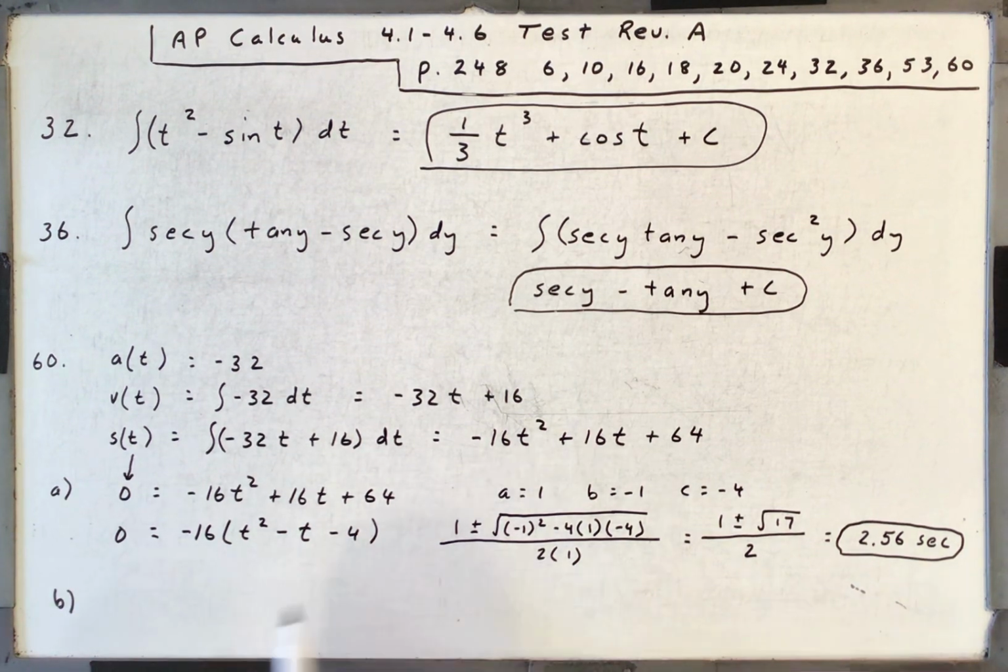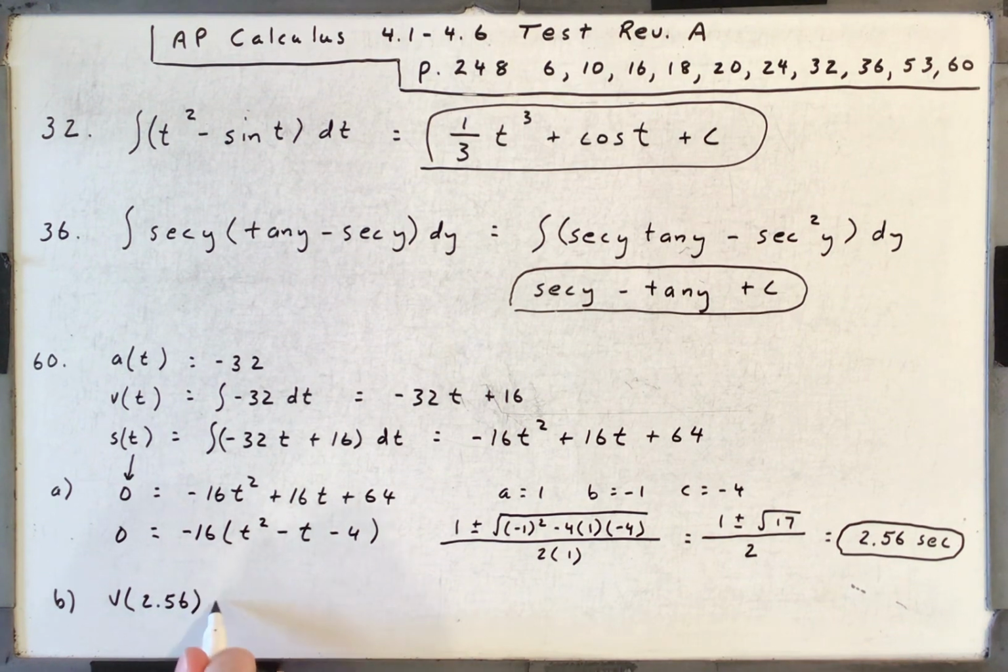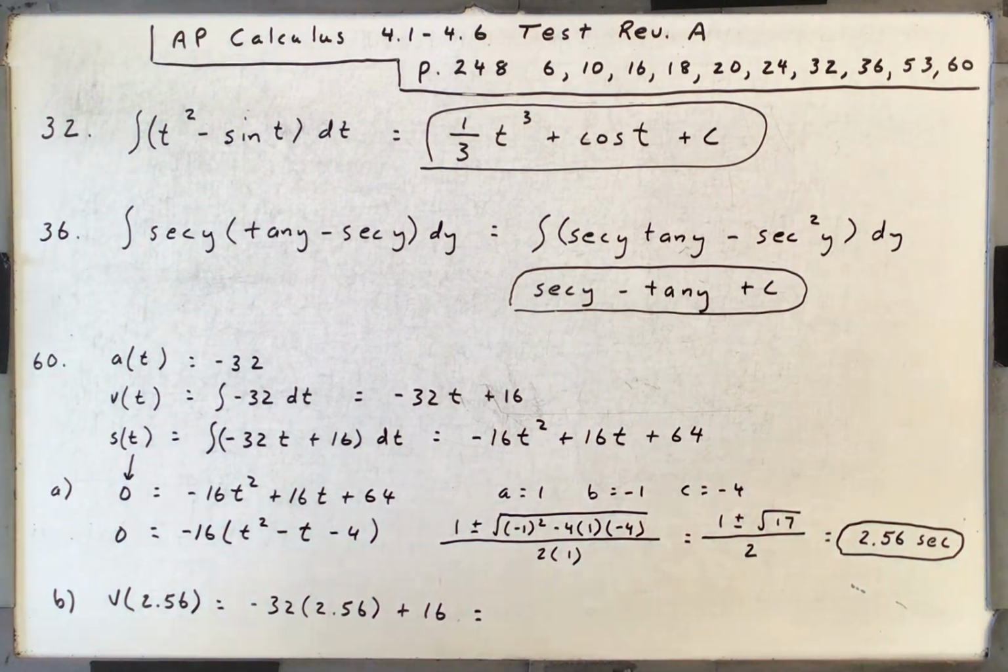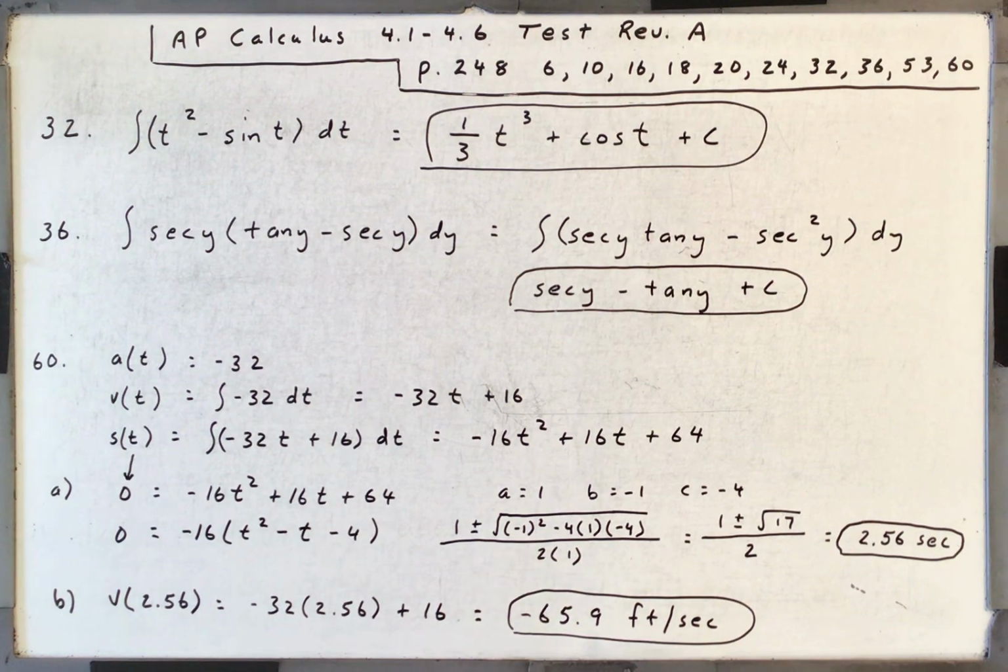Then part B, what is its velocity when it hits the ground? So that would be v of 2.56. So we're just going to plug that into the velocity equation. Negative 32 times 2.56 plus 16. All right, and just checking that's negative 65.9 feet per second. Makes sense that it's negative because it's going downward, and that signifies a negative velocity if you've had physics class. All right, so yeah, there we go.